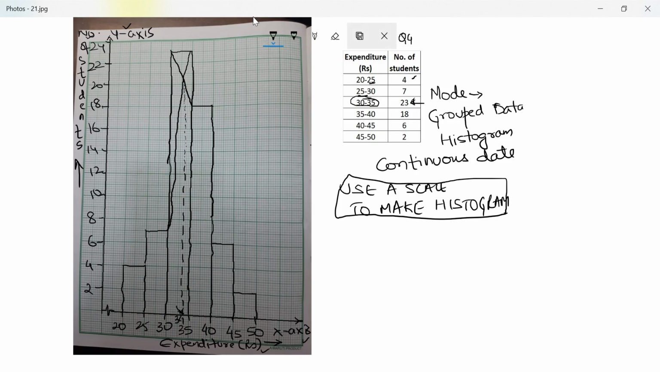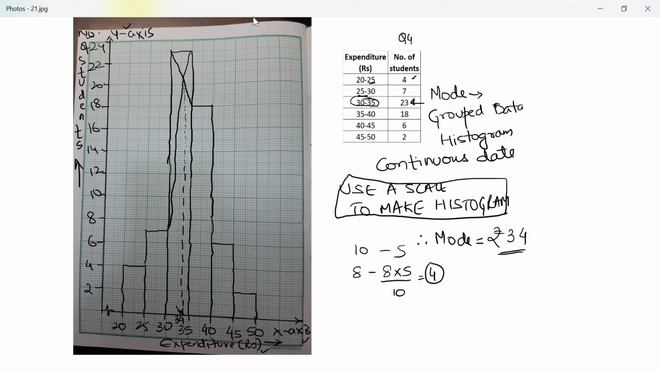Basic unitary method. 10 lines equal to 5 rupees. 8 lines will be equal to 8 into 5 upon 10, which is 4. So this is 30 plus 4, 34. Therefore, mode is equal to rupees 34. Unit has to be given because this is expenditure. Does it lie between 30 and 35? Yes.